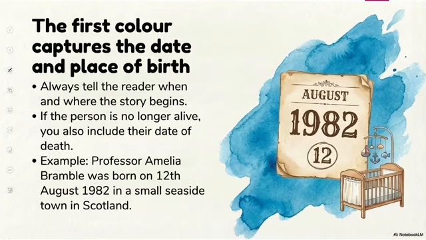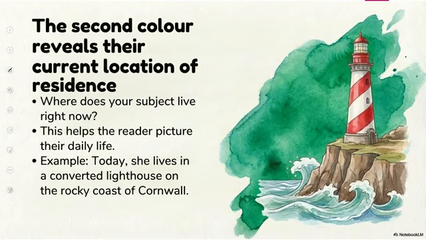The first color is date of birth and birthplace. The second is to reveal their current location or residence, where they live. Where does your subject live right now? This helps the reader picture their daily life. Example: today she lives in a converted lighthouse on the rocky coast of Cornwall. And if the personality is dead, then you have to write their residence or their living area in the past.